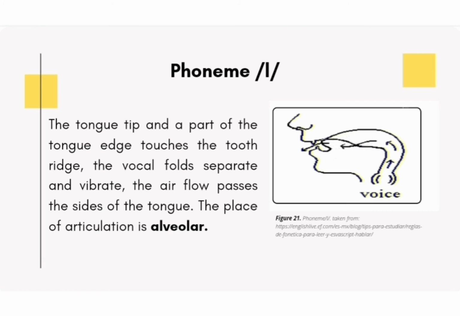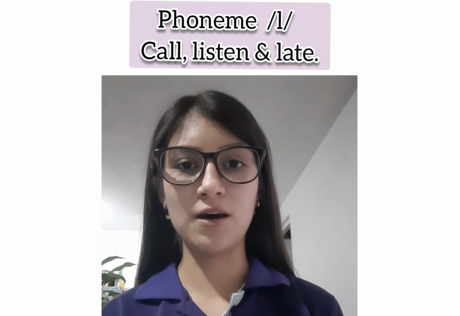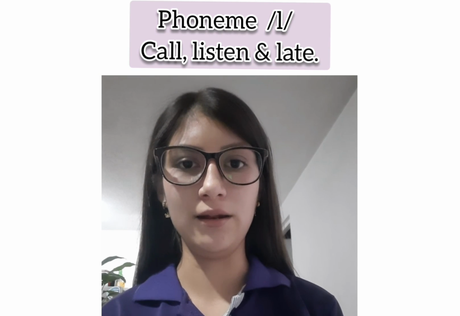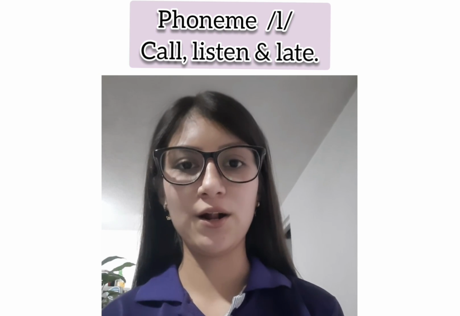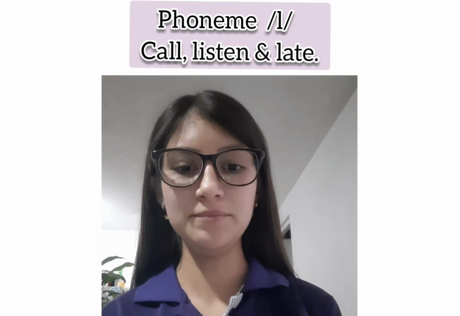The tongue tip and part of the tongue edge touch the tooth ridge. The vocal folds separate and vibrate. The airflow passes the sides of the tongue. The place of articulation is alveolar. This phoneme sounds like /l/. For example: call, listen, and late.